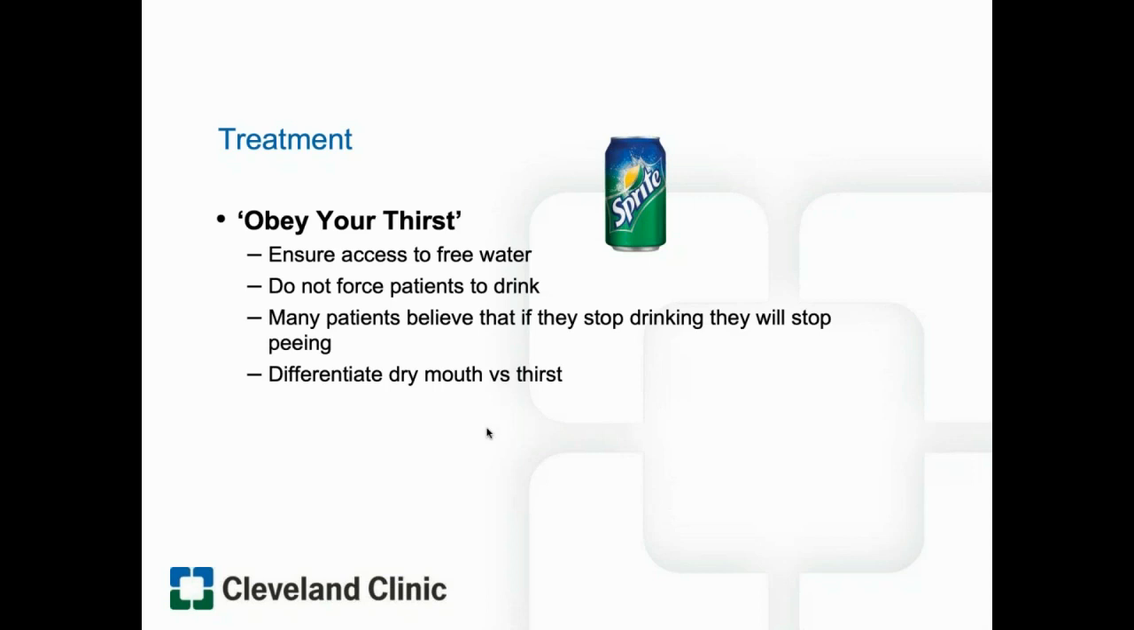Essentially what we do is ensure that patients have good, easy access to water at their bedsides, but we don't force patients to drink. We just tell them, if you're thirsty, drink; if you're not thirsty, don't drink. Many patients may believe that they're peeing so much because they're drinking, when it's actually the other way around. They may have a hormone fluctuation which is causing them to pee, and we want them to keep up with that. And so we tell them, if you stop drinking, that doesn't mean you're going to stop peeing.